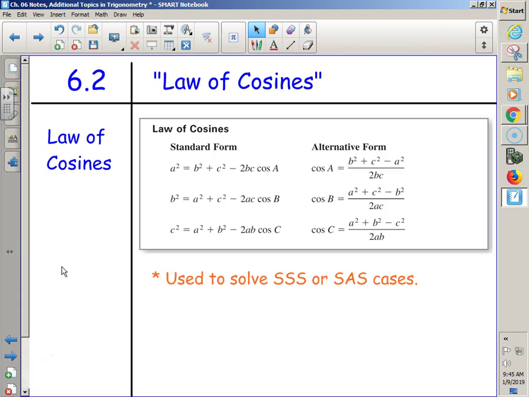Guess what, guys? Law of cosines? Plug and chug. Wait, but there's 2 different forms. Hold on. The left side says you're missing a side, and the right-hand side says, hey, rearrange me if you're missing an angle.